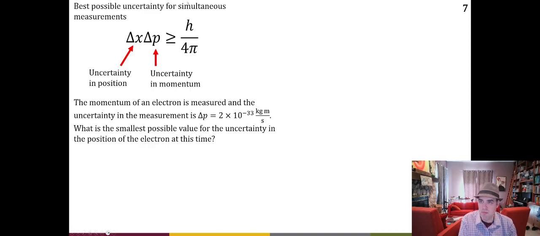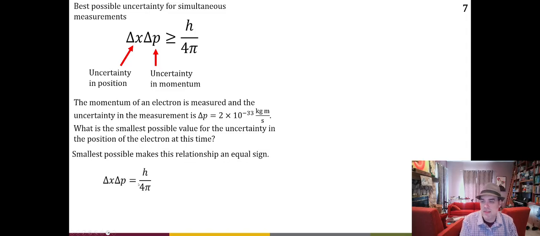All right, this is the same part as before, but here is the question I want to go over. So let's say the momentum of an electron is measured, and the uncertainty in that measurement is 2 times 10 to the negative 33. So this is the uncertainty in the momentum of that electron. What's the smallest possible value for the uncertainty in the position of the electron at this time? So remember, simultaneous, so at the same time. So the uncertainty could be bigger than h over 4 pi, but if we want to know the smallest possible uncertainty, we turn that into an equal sign, so that the smallest is when these are equal to each other.